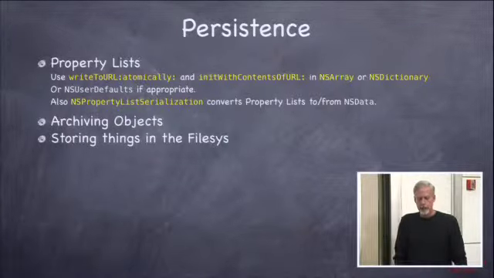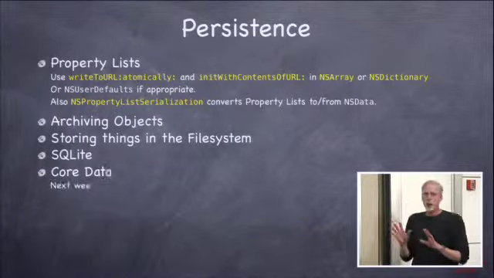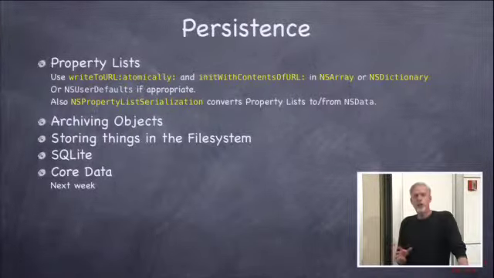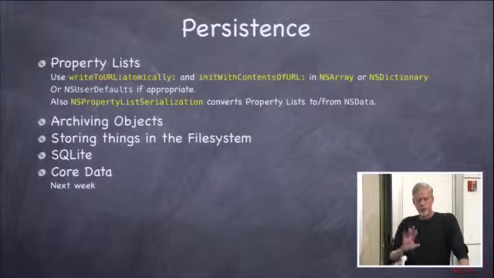All right. So I just want to throw property lists up front because you're already familiar with the concept. So the other ways we're going to talk about storing things are archiving objects, which is putting arbitrary graphs of objects into storage, not just property lists, but arbitrary graphs. Storing things in the file system.